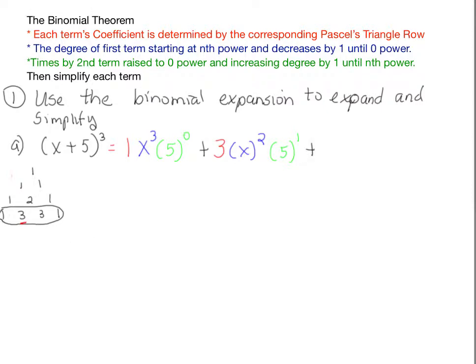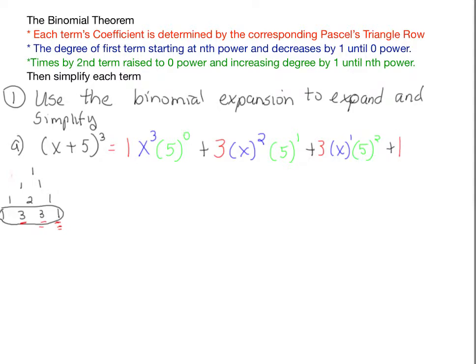The third number in that row of Pascal's triangle is 3, times by my first term of the binomial, which is x, raised to the first power, times by my last term in the binomial, which is 5. This time we're going to square 5. So notice we're increasing the power of the 5 and decreasing the power of the x term. Plus, we're down to the last number in Pascal's triangle for this row. So we add a 1.